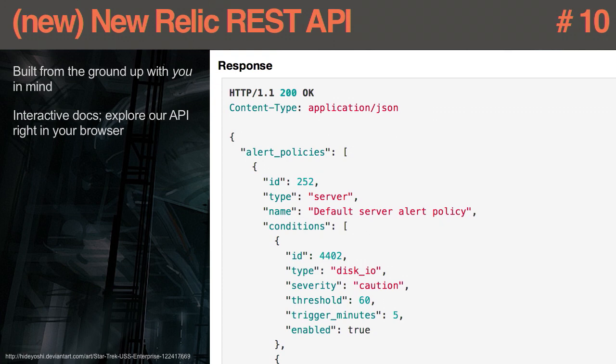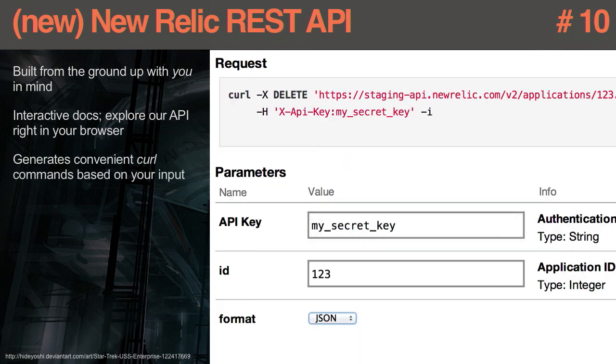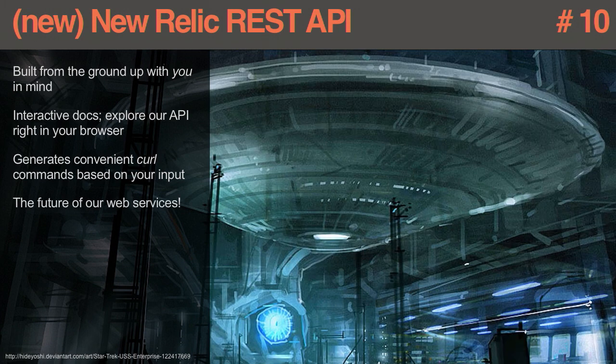It's an interactive site that lets you explore the API and run the web requests right inside your browser and see the results. We give you a curl command, so it's not a mystery to you how we generated the query. You can just paste it right into your console. It's really going to be the future of all the web services we offer for our customers, and you can expect to see our partner APIs and our platform APIs go onto this new platform.